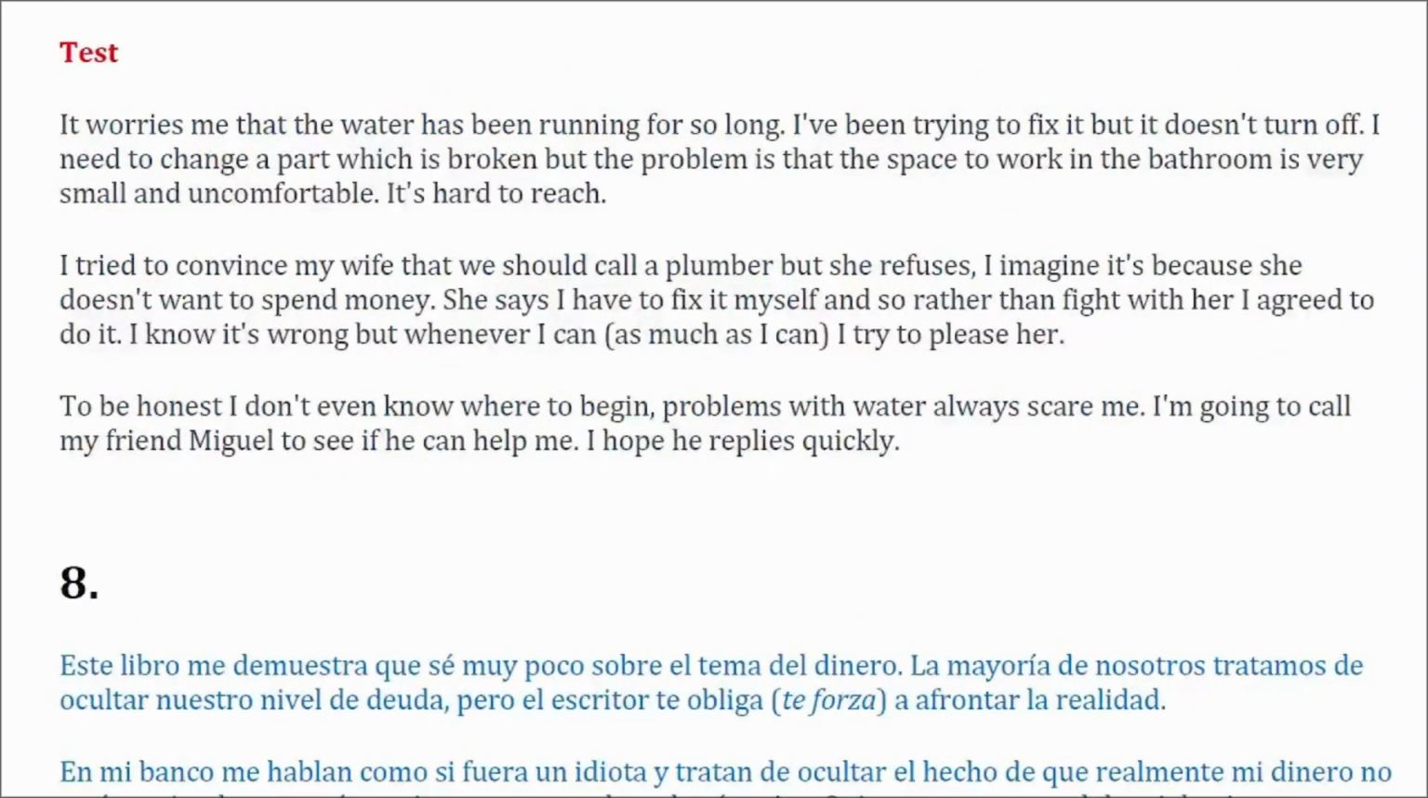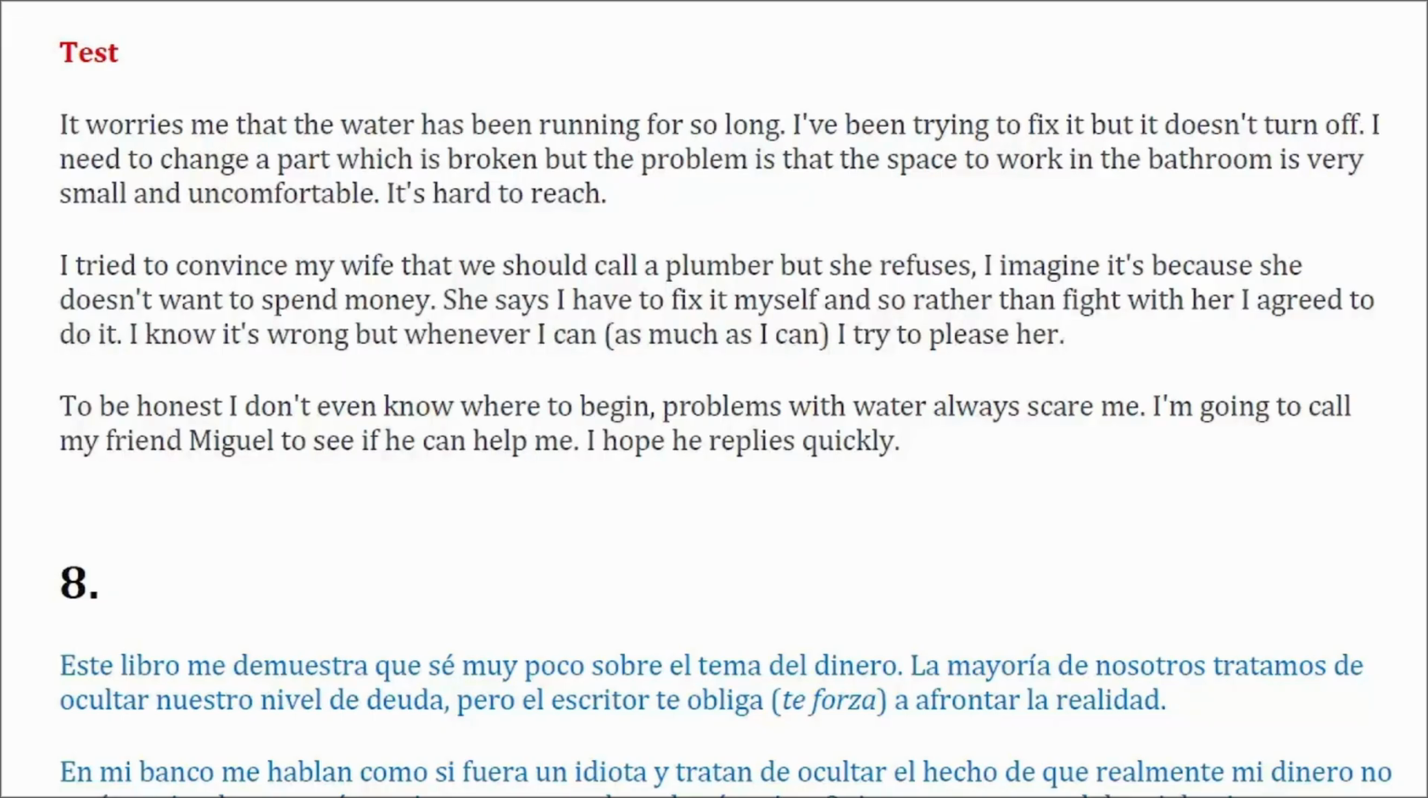Let's see how well we do now with the translation. Me preocupa que el agua ha estado corriendo por tanto tiempo. He estado intentando repararlo, pero no se apaga.